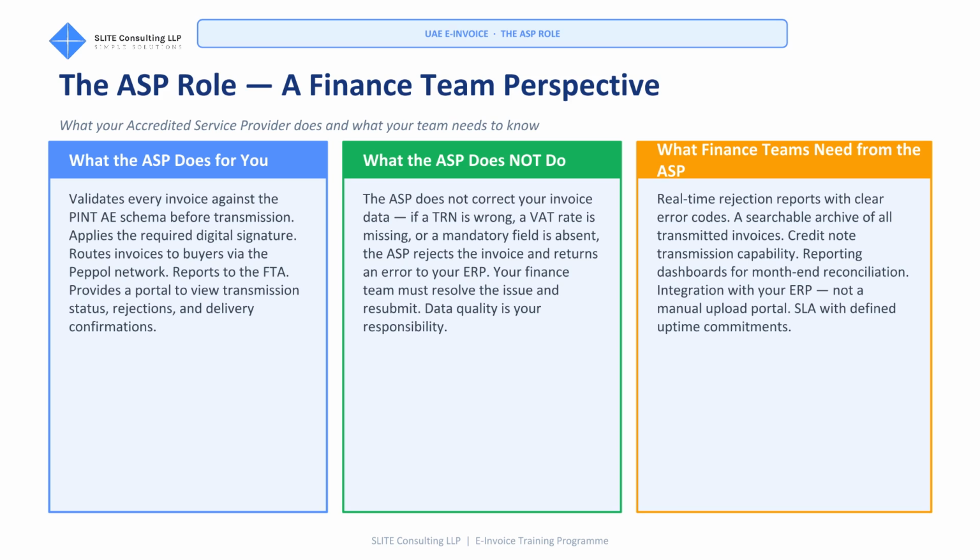What it does not do, and this trips teams up, is correct your data. If a TRN is wrong, a VAT rate is missing, or a mandatory field is absent, the ASP rejects the invoice and returns the error code. The fix happens in your ERP. Your team has to monitor the rejection queue and act on it the same day.